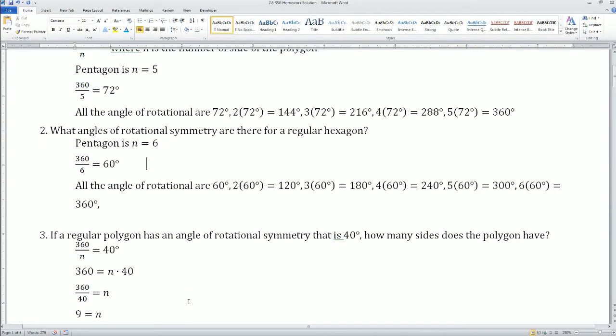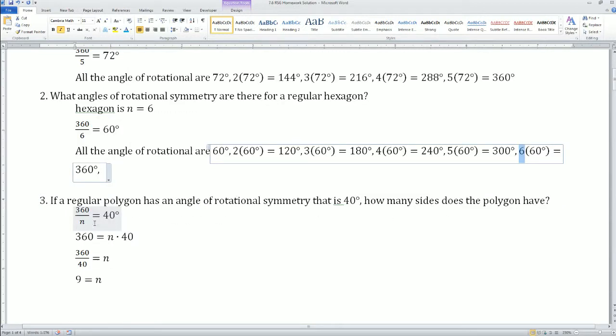Number 2, what is the angle of rotational symmetry for a regular hexagon? Please understand that a hexagon is n equals 6. Same formula, 360 degrees divided by 6 gets you 60 degrees. So all the rotations are the different multiples of 60. 60, 2 times 60 is 120, 3 times 60 is 180, 4 times 60 is 240, 5 times 60 is 300, and 6 times 60 is 360. Notice the maximum is 6 iterations, because there are 6 sides to the hexagon.